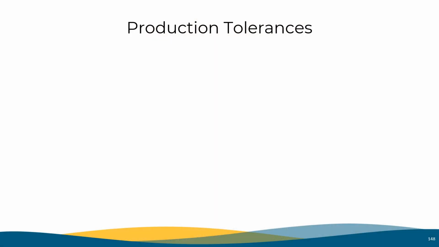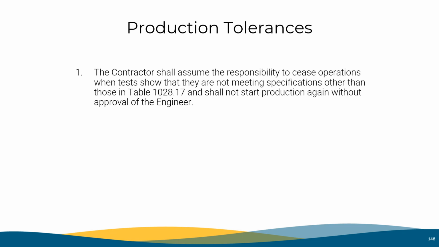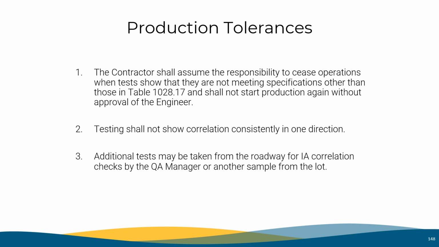Let's talk about the testing and production tolerances. The contractor shall assume the responsibility to cease operations when the tests show that they are not meeting specifications, other than those on Table 1028.17, and shall not start production again without the approval of an engineer. Testing shall not show the correlation consistency in one direction, either high or low. Generally, this will fluctuate. Additional tests may be taken from the roadway for IA correlation checks by the QA manager or another sample from the lot.